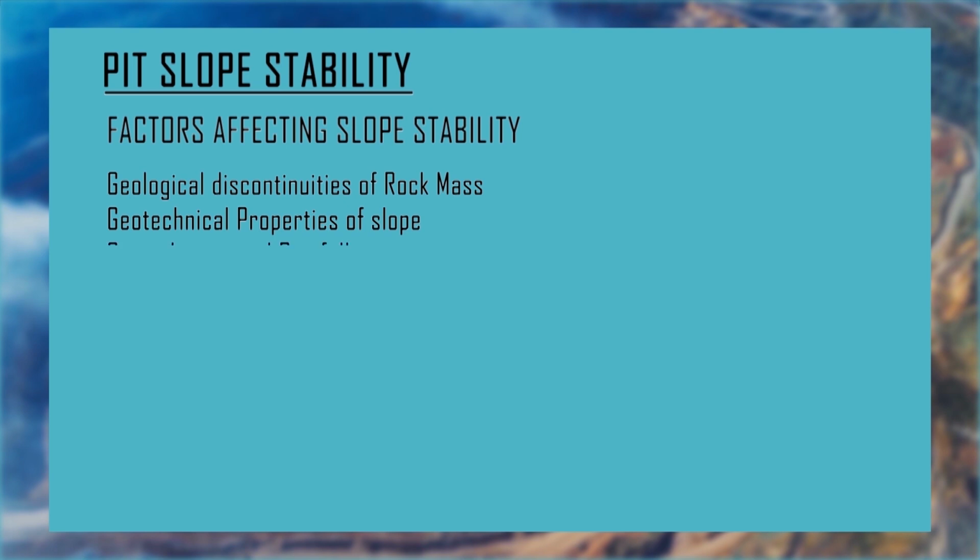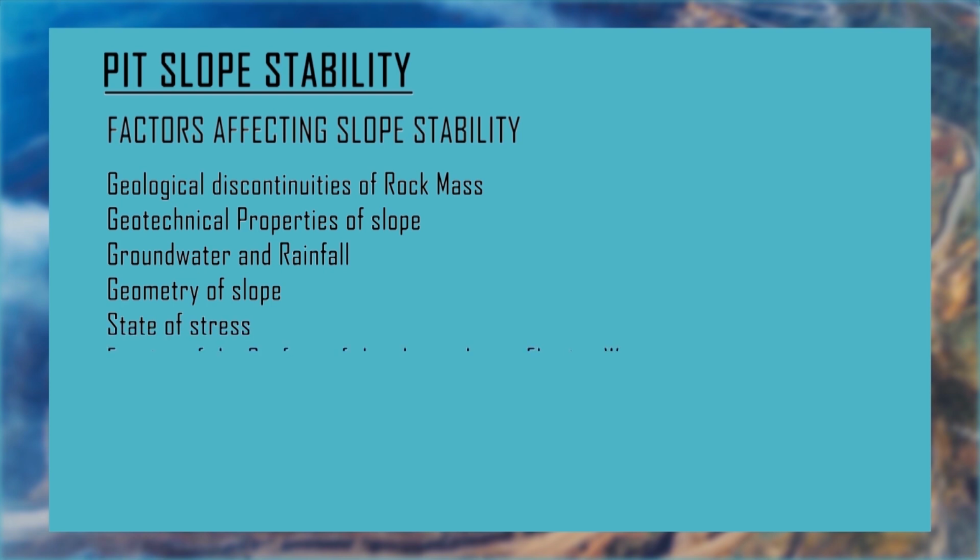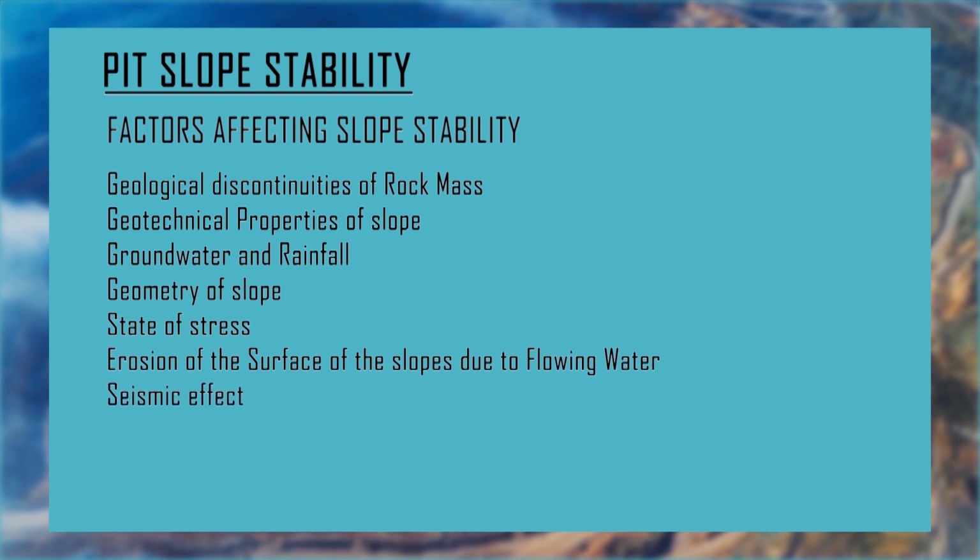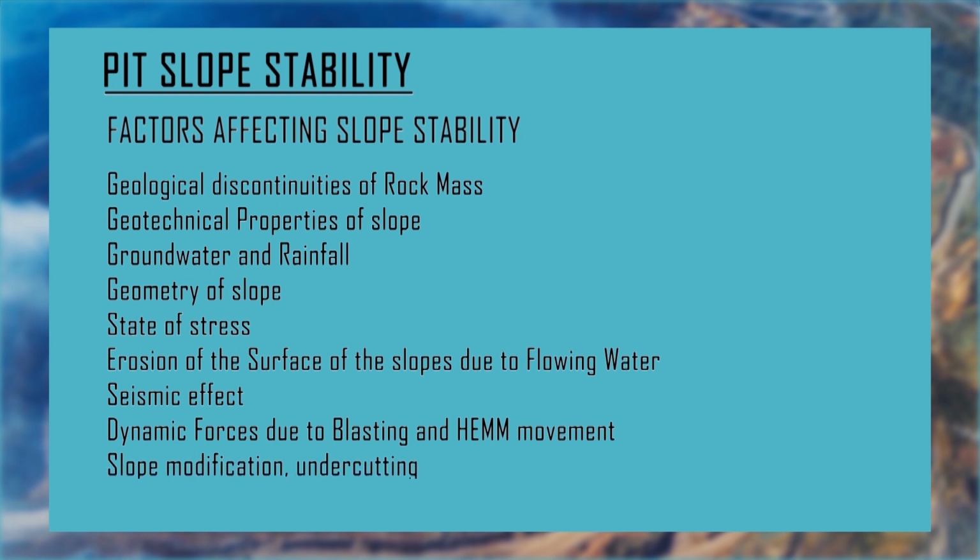Factors that affect pit slope stability. These are geotechnical property of slope, geological discontinuity of rock mass, groundwater and rainfall, geometry of slope, state of stress, erosion of the surface of the slopes due to flowing water, seismic effect, dynamic forces due to blasting and HEMM movement, slope modification, undercutting, presence of underground galleries, etc.